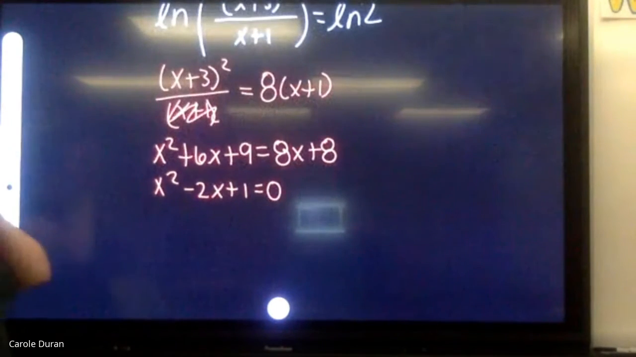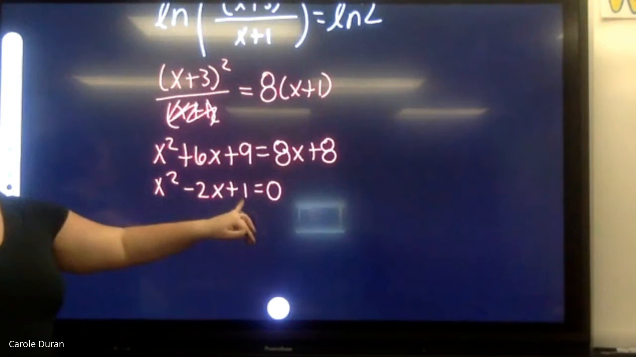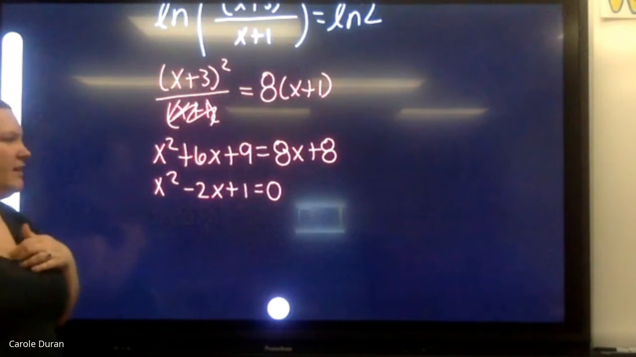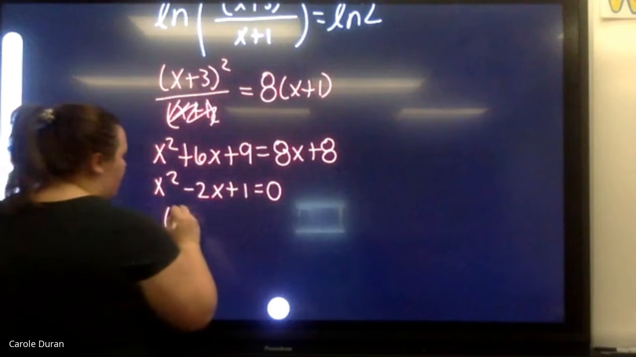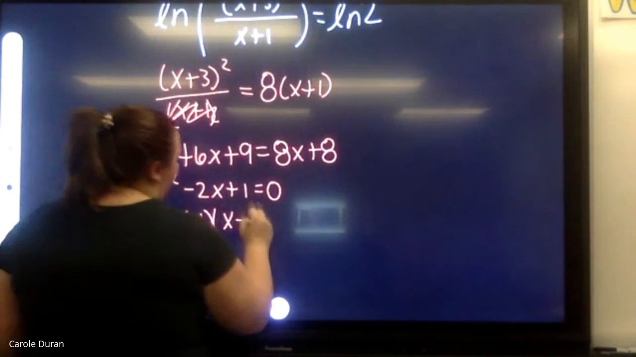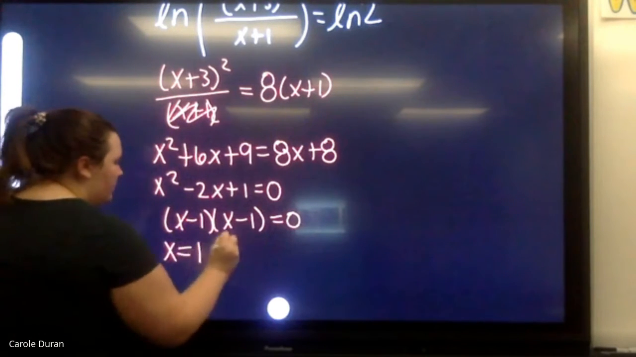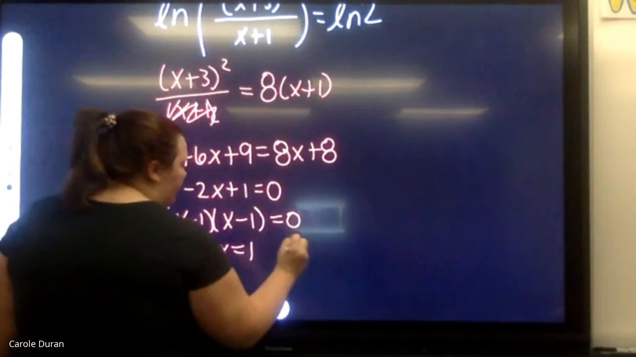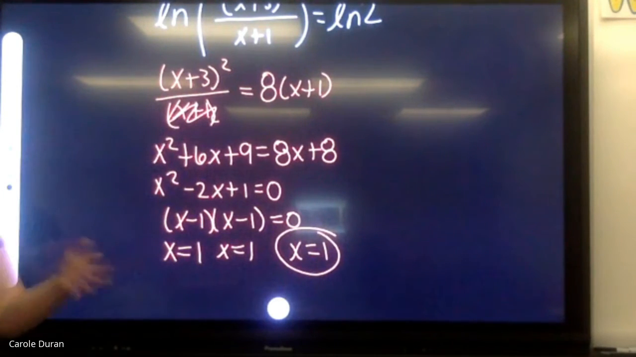I could use the quadratic formula here, but I don't really want to because I see that it factors beautifully. I'm looking for 2 numbers that multiply together to get +1 and add to get -2. To me, that's -1 and -1. So this factors into x minus 1 times x minus 1. I'm looking to solve this, so I set each of these equal to 0. And when I do, I get the answer that x equals 1. Since it's listed twice, I only have to list it once as my answer. It doesn't have to be included twice in there.